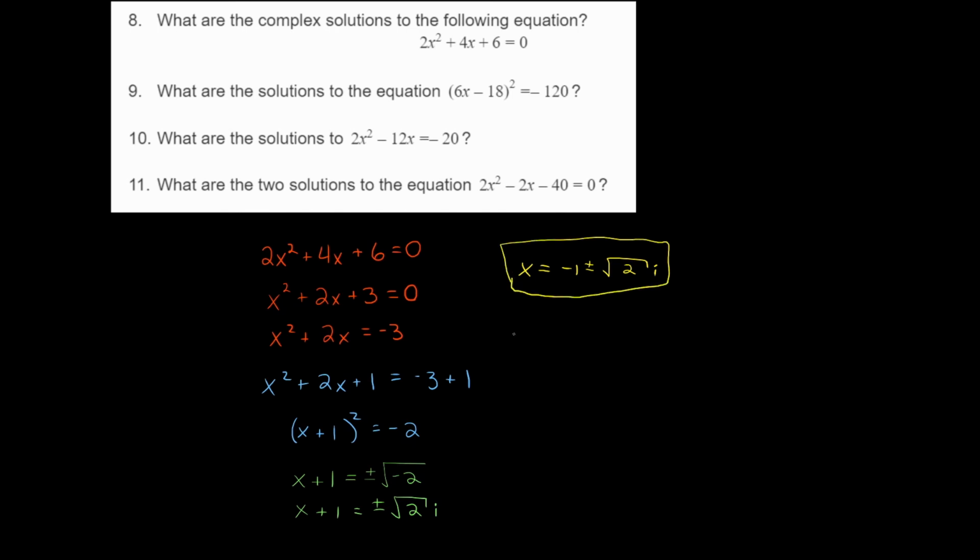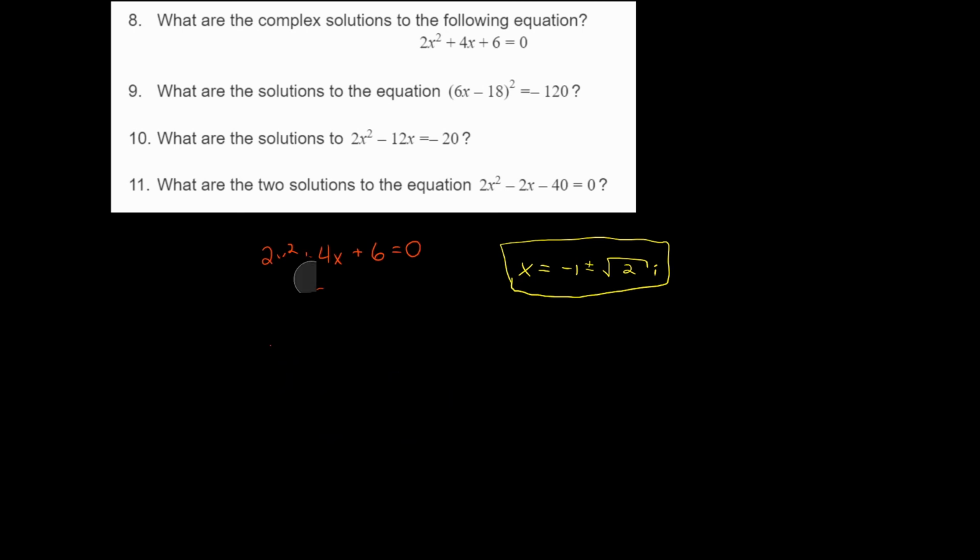Close enough. Okay, what number was that? That was the top one. Oh, okay, we still got quite a bit of work to do. Let's do it. Let's erase all this gobbledygook and start on number 9. Number 9 says, what are the solutions to the equation 6x minus 18 squared equals negative 120? Let's go for it again.